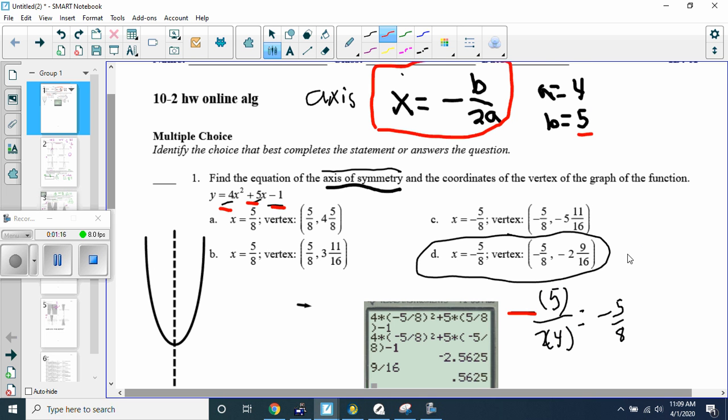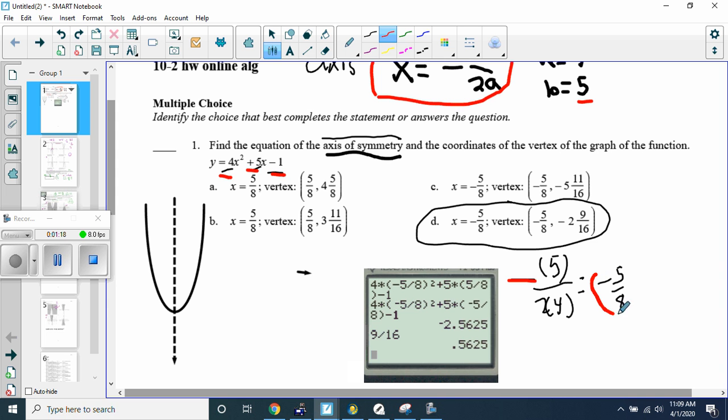Excuse my writing because of the mouse. And I get negative 5/8. And the calculator work is right here, I believe. No, this is for the other problem. You just do negative 5 divided by 8, and it's either C or D is your answer.